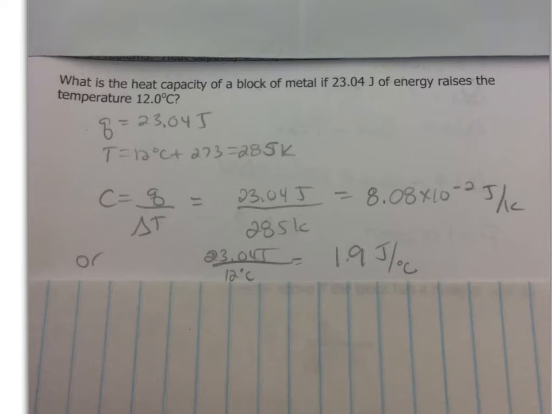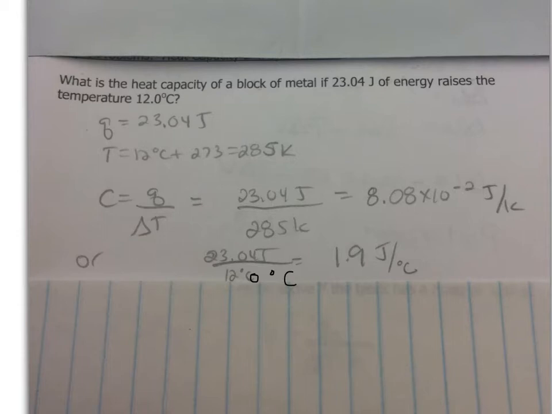So the first part of the problem is a simple problem solving for heat capacity. So we're going to use C is equal to Q over delta T. In this case, we know Q is 23.04 joules, and we're going to change the temperature to Kelvin to find 285 Kelvin. When we do the division, we get 8.08 times 10 to the negative second joules per Kelvin. Now that's in Kelvin, but we can also do this in simple degrees C. A lot of times you will see them kept in just degrees C. So for this case, it would be 23.04 joules, and this actually should be 12.0 degrees C.